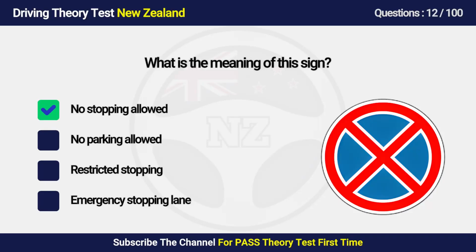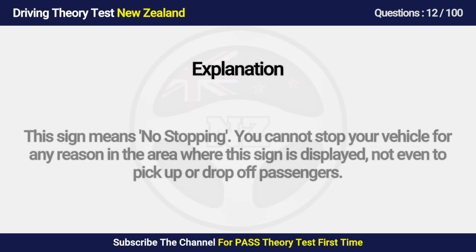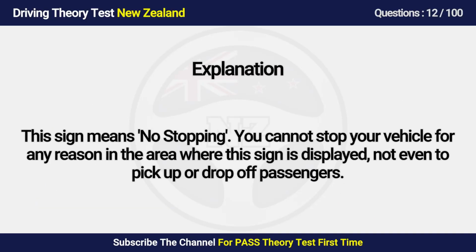Answer is A. No stopping allowed. This sign means no stopping. You cannot stop your vehicle for any reason in the area where this sign is displayed, not even to pick up or drop off passengers.